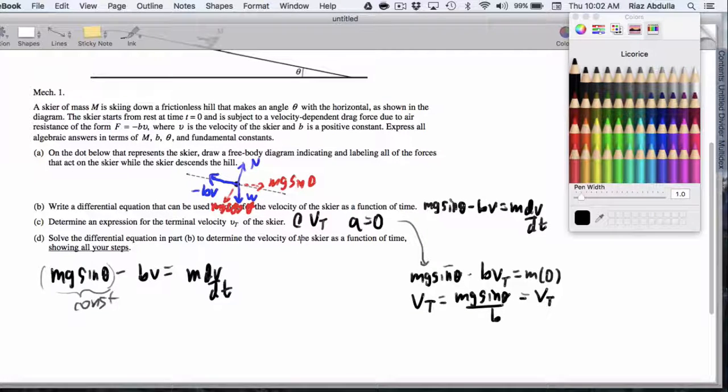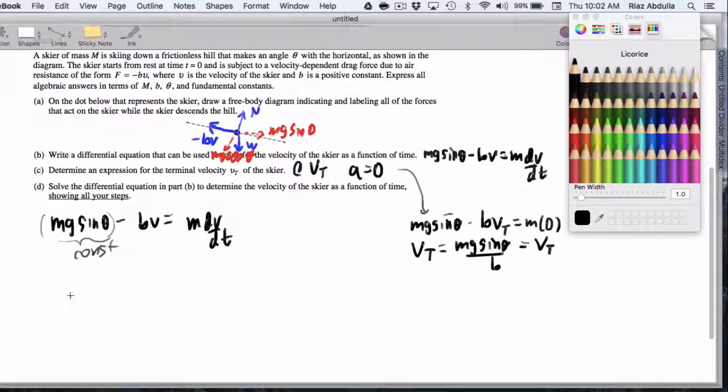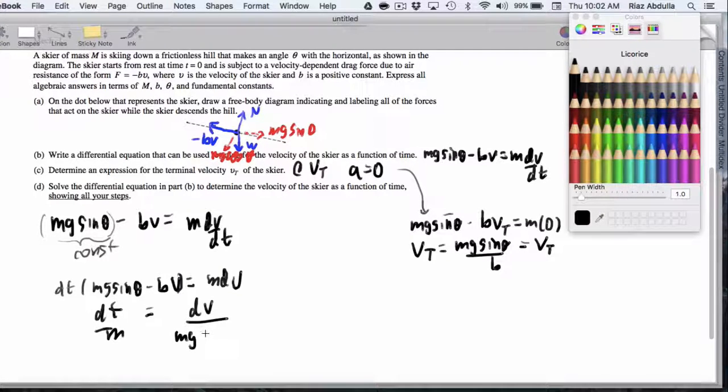So what this means is that the integral is going to be very similar to what we did before. I'll do just a small part of it for you. We'll do separation of variables again. And so what we'll end up getting here is dt times mg sine theta minus bv equals m dv, and then we'll divide by m on one side and divide by mg sine theta minus bv on the other.